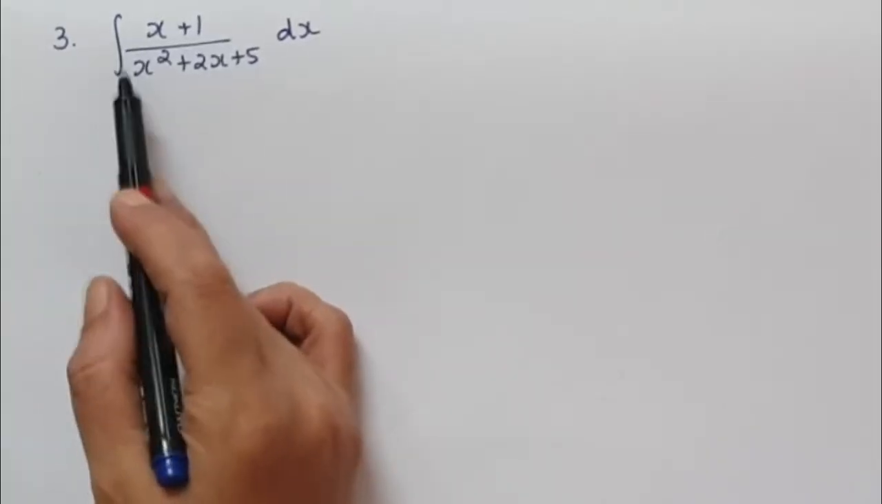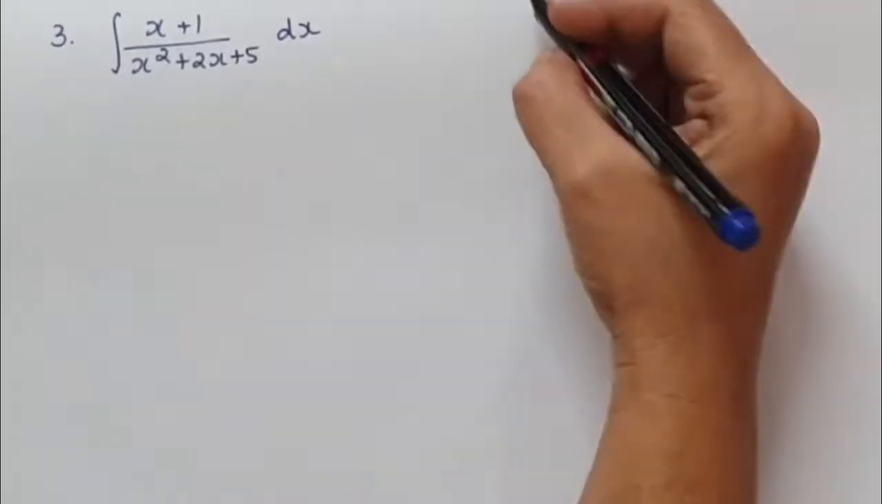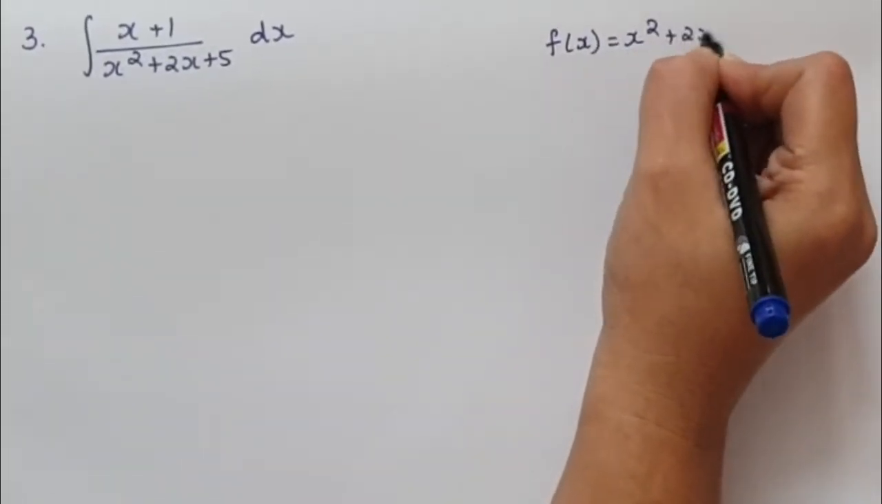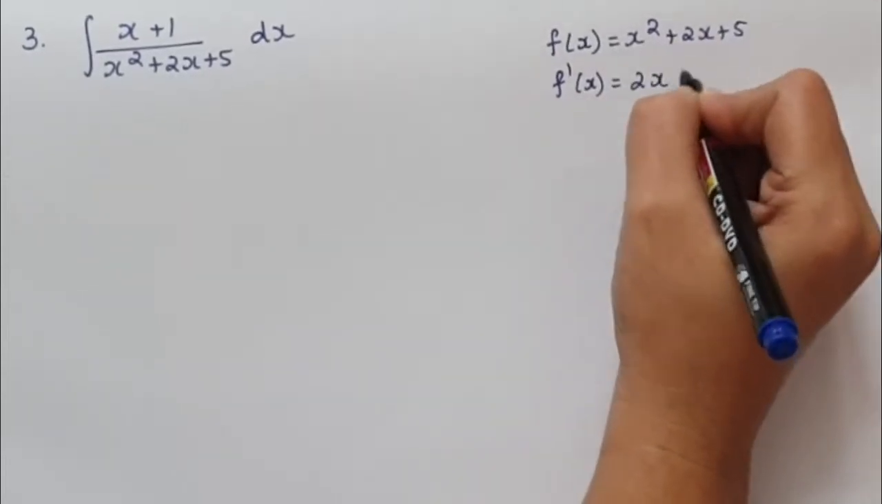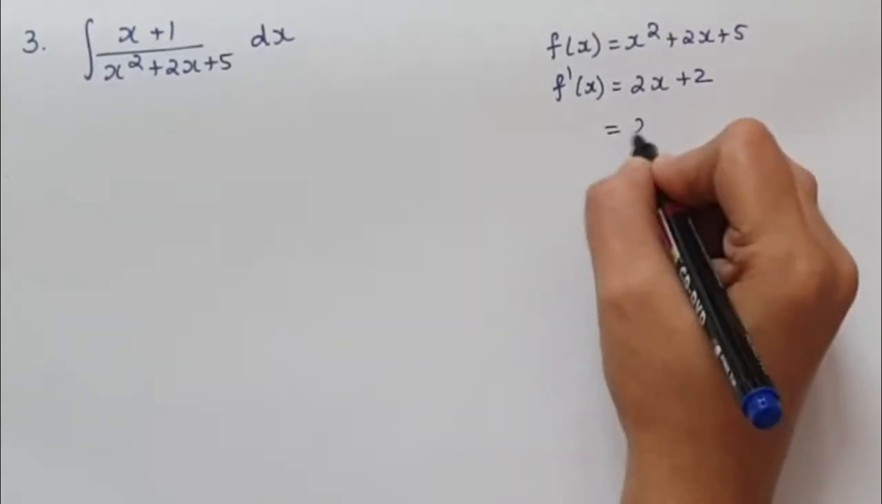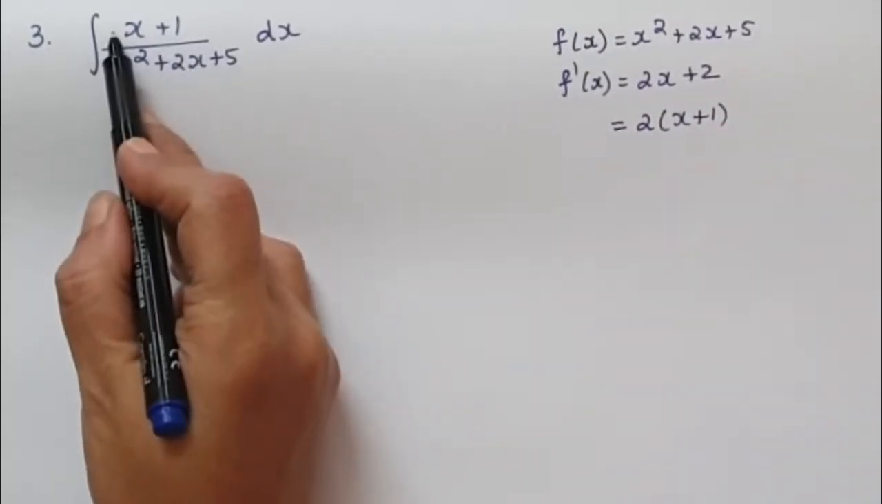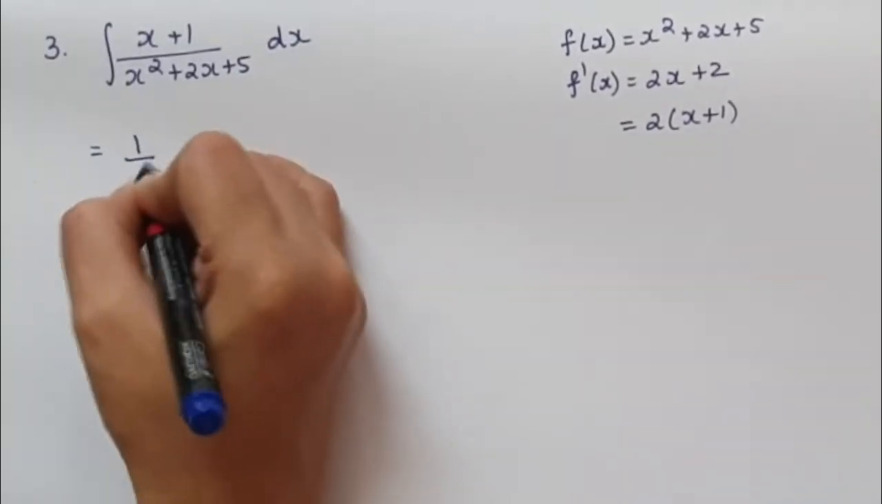Now the third question, integral of x plus 1 by x squared plus 2x plus 5. Let us take our f of x as x squared plus 2x plus 5. Now our f dash of x will be equal to 2x plus 2. That means we can take a 2 outside, so it is x plus 1. So x plus 1 is there, but we need a 2 extra. So we multiply and divide by 2. That is what we are going to do over here.